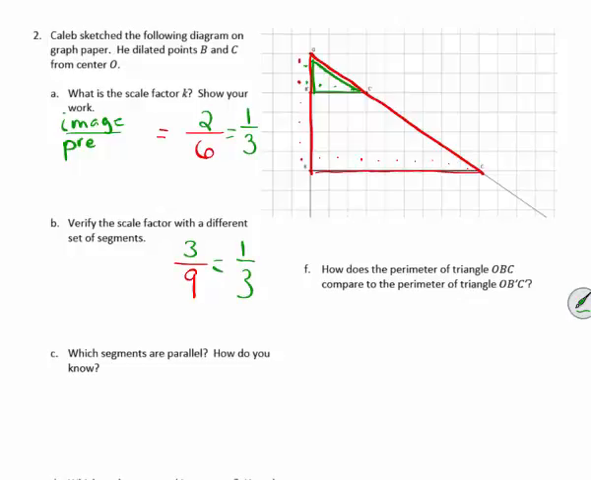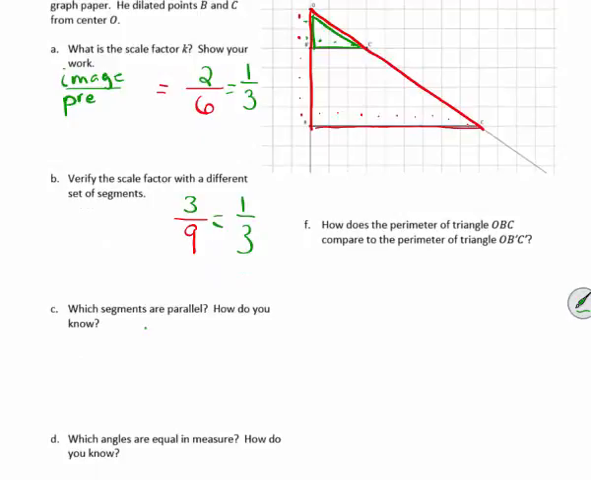Which segments are parallel? B prime, C prime, and BC. How do you know? Because they're straight across and they're the same distance.